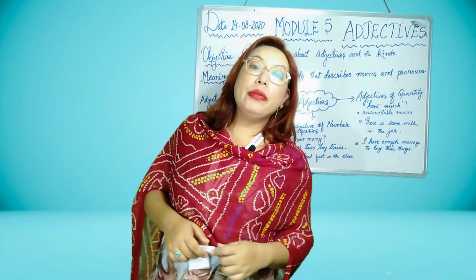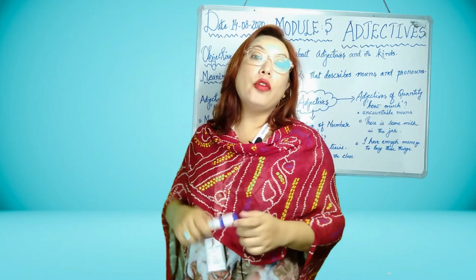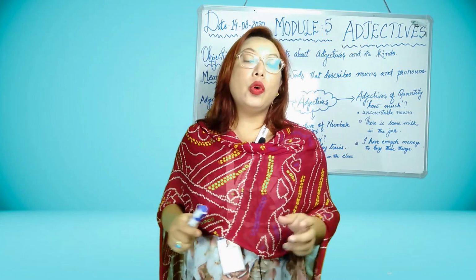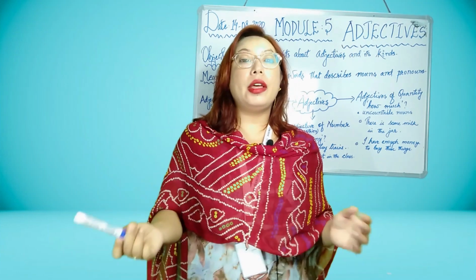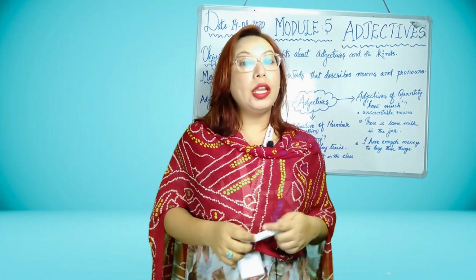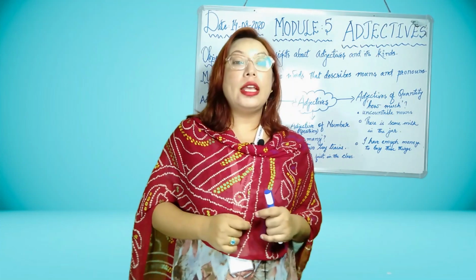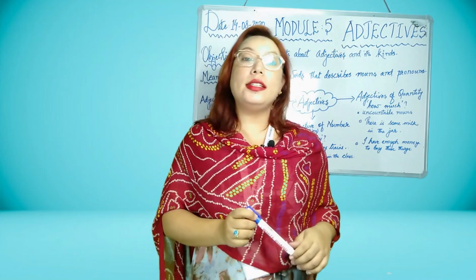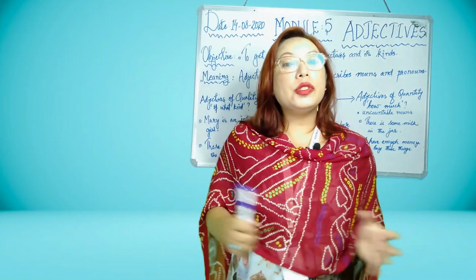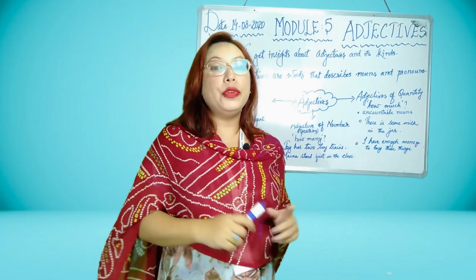Another one, Mira has 4 brothers. Which is the adjective in this sentence? 4, right? It describes how many brothers Mira has, and brother is the noun over there, right? So what are adjectives? Adjectives are words that describe a noun or a pronoun in a sentence. We'll try to see the 3 different kinds of adjectives in today's class with the help of a few examples.